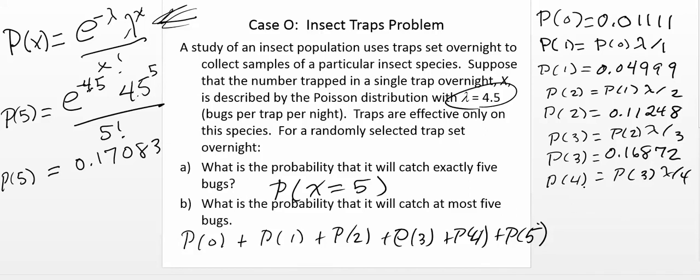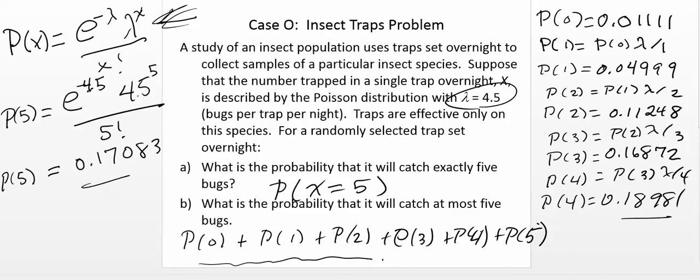and this one's still growing because lambda is 4.5, so when I take the probability at 3 and multiply by 4.5 and divide by 4, I get this answer of 0.18981. And finally, I could get the probability that x is equal to 5 by multiplying this value by 4.5 and then dividing by 5, but I've already got the answer over here for the probability at 5.